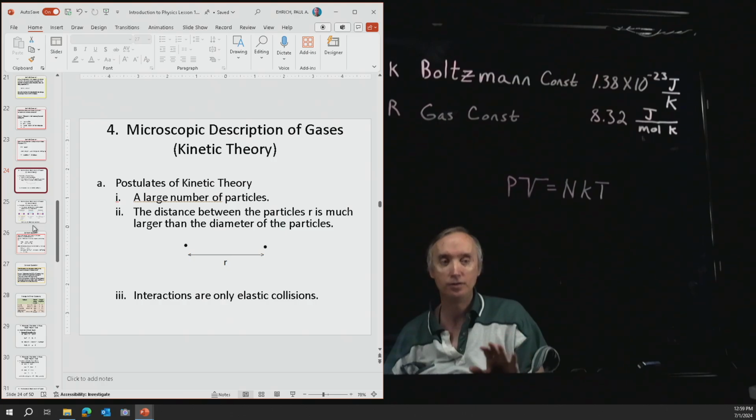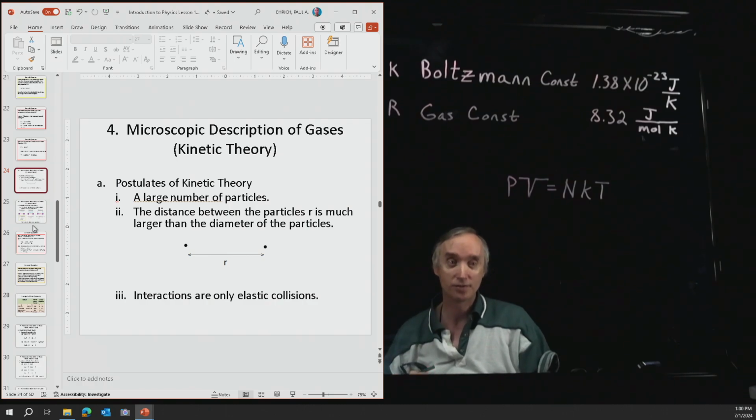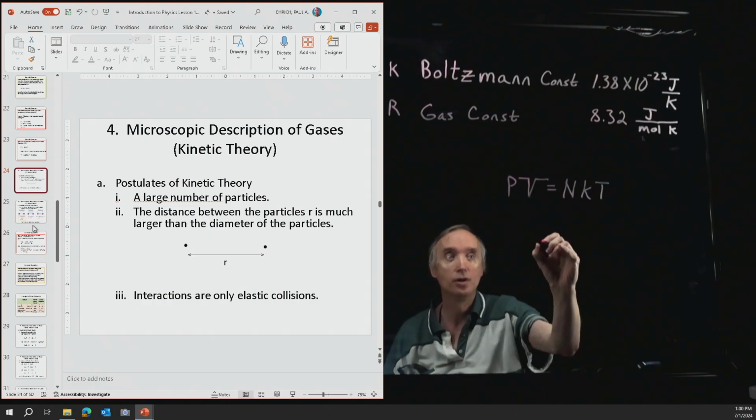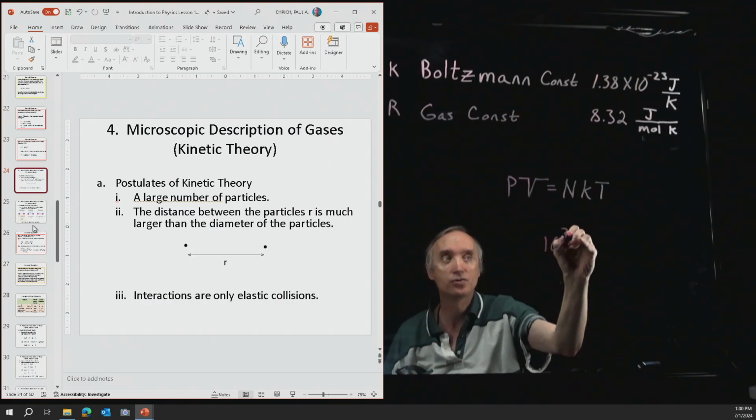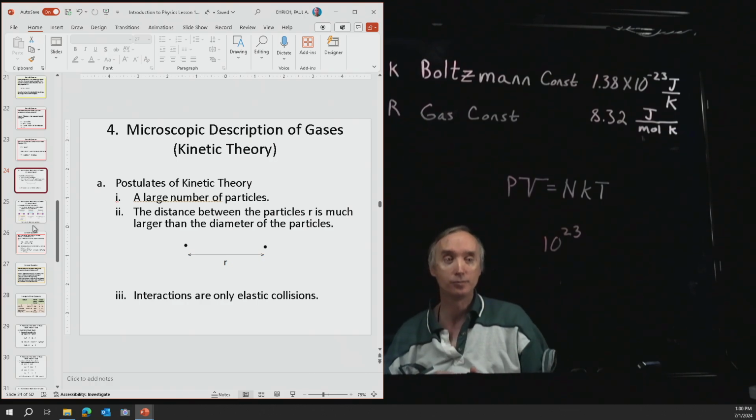Now we're not going to be using any statistics in here, but I just wanted to show you the postulates of kinetic theory and then some of its applications. So postulate number one is that you are going to be using a large number of particles, which is no problem whatsoever because we just found out that in chemistry they're talking about moles, which is 10 to the 23rd atoms or molecules of a gas.